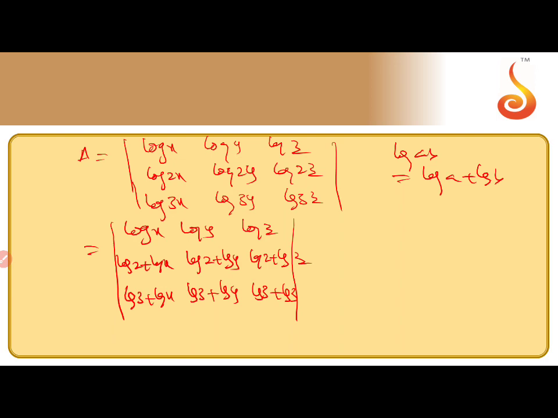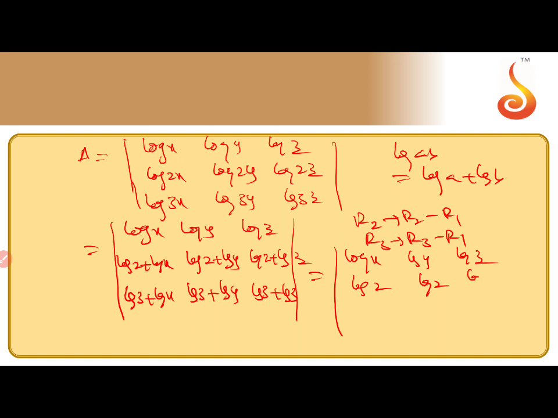So now you can apply a property. What I will do is take R2 as R2 minus R1, so log x will get cancelled. Now R3 as R3 minus R1 again. So what does this give? The first row is log x, log y, log z. If you subtract, log x cancels. You get log 2, log 2, log 2 in the second row, and log 3, log 3, log 3 in the third row.